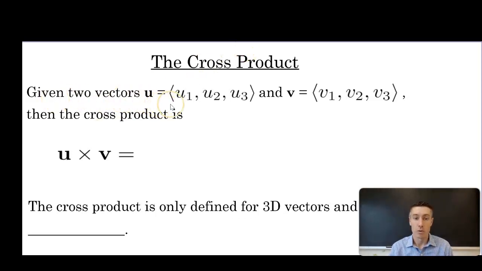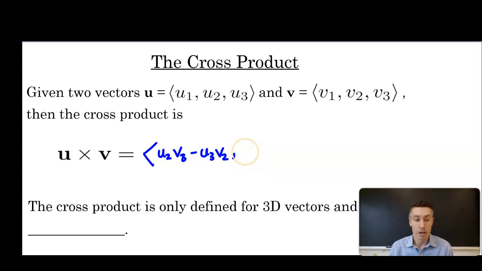Given two vectors u being u1, u2, u3, and v being v1, v2, v3, then the cross product is u cross v, a vector. Since we're going to get out a vector, it's going to have three components. The first component is going to be u2 v3 minus u3 v2. And if your u's and v's are really hard to separate, maybe you just replace them with a's and b's in your notes, right? You can make those adjustments because they're your notes.